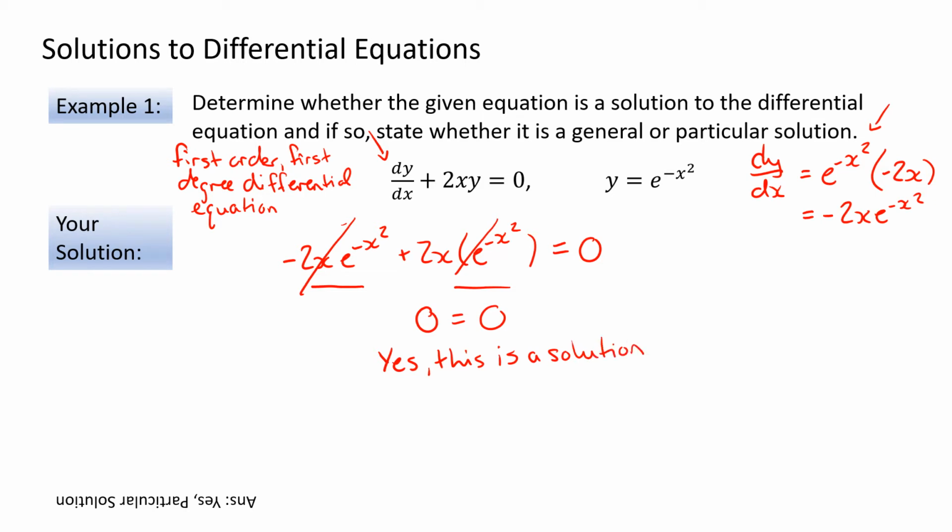And since there isn't any general term behind this e function, that means that the constant is assumed to be 1. So this is actually a particular solution.